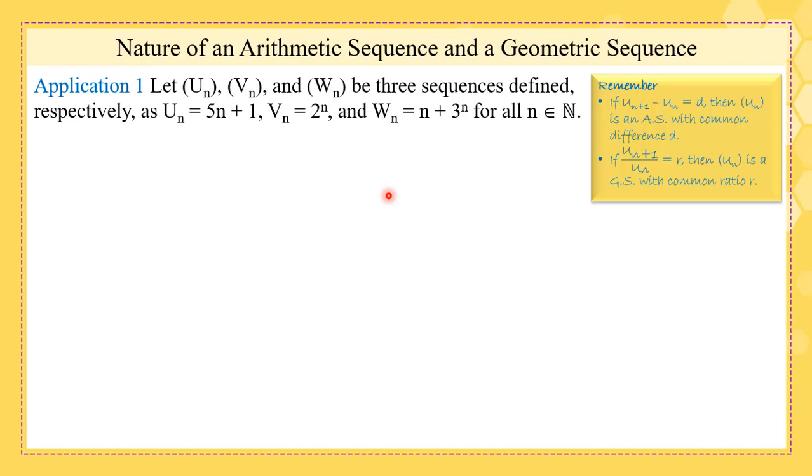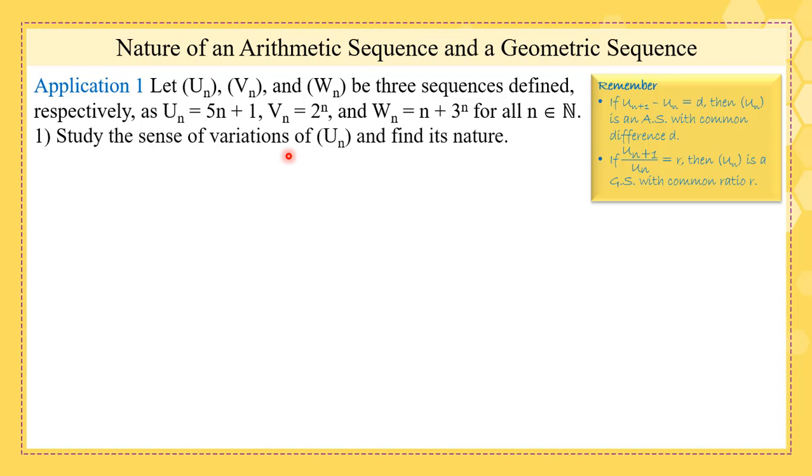Now un, vn, and wn are three sequences defined as follows. The question is to study the sense of variations of the sequence un first, and we need to find its nature. Try to do it alone, and let's check the answer.